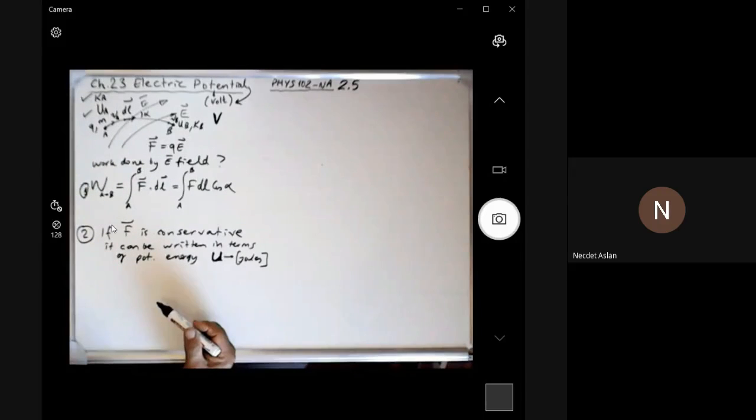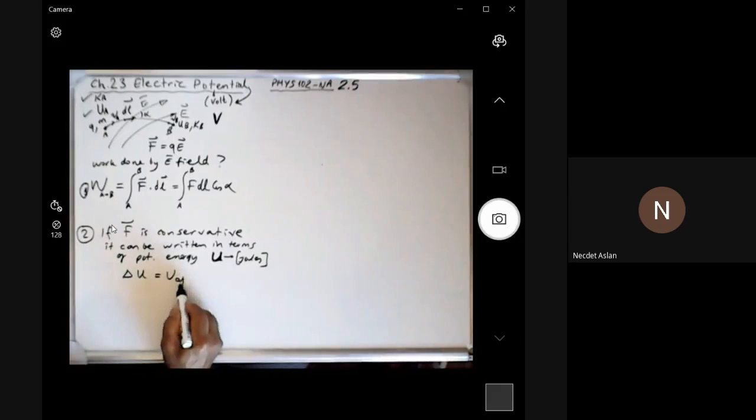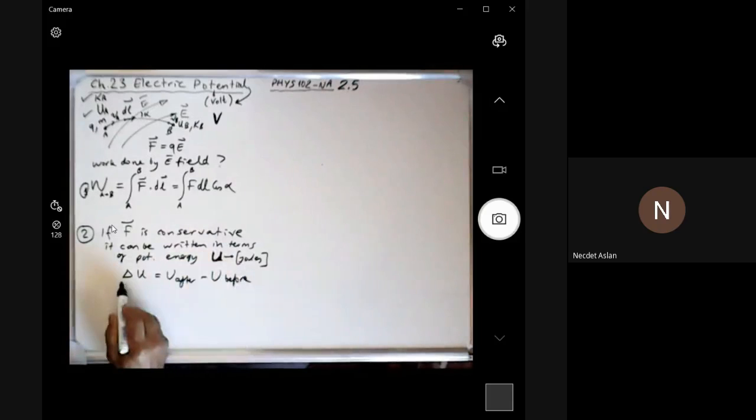So now, usually when we have delta U, for instance, it's always U after minus U before. So this is the change in the potential energy.